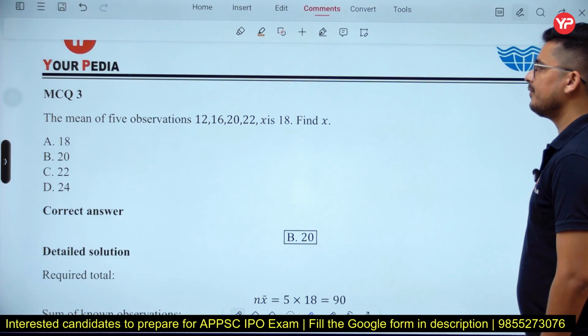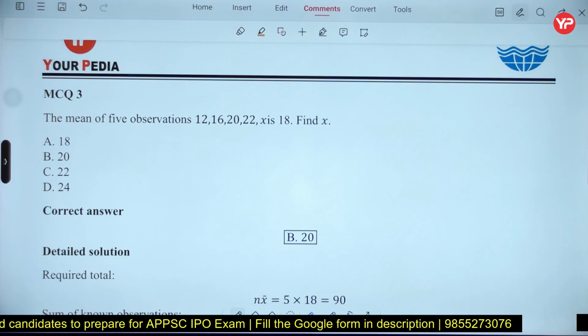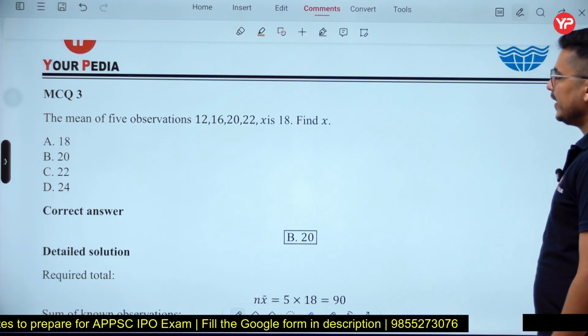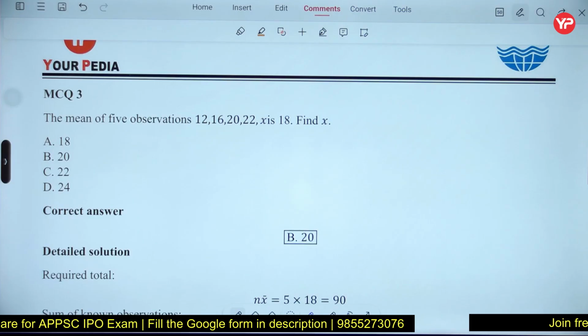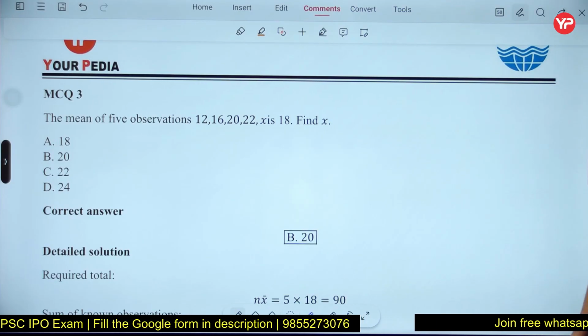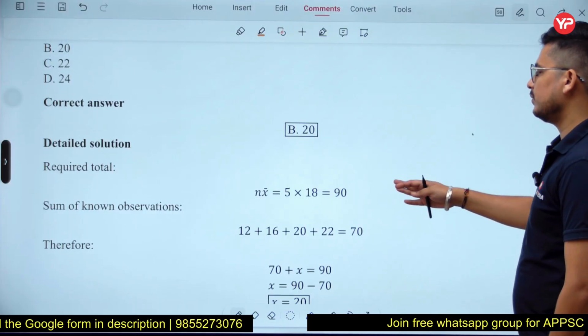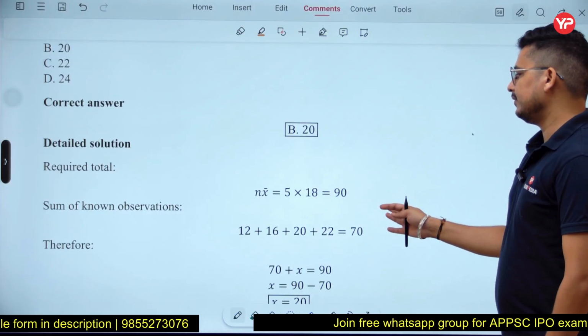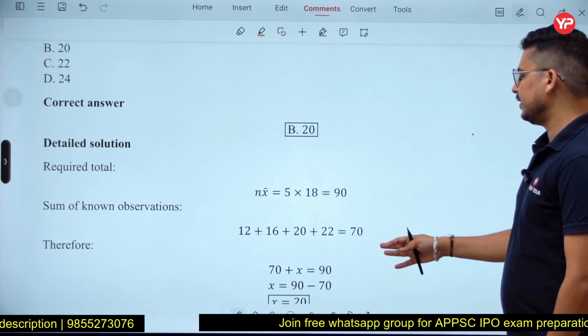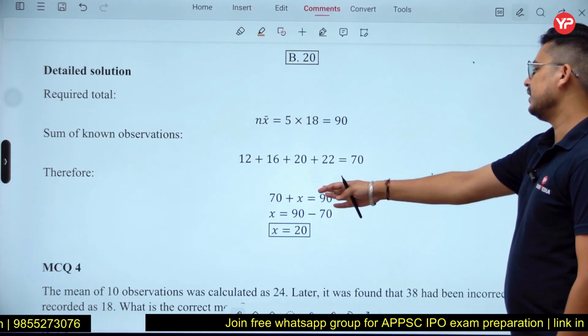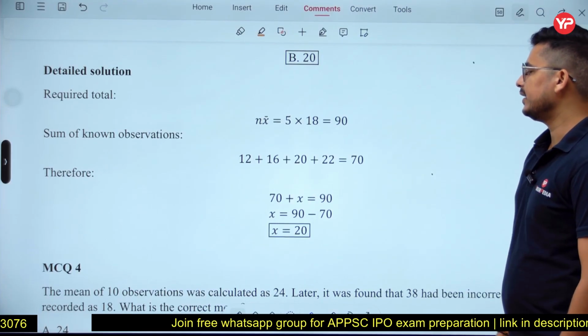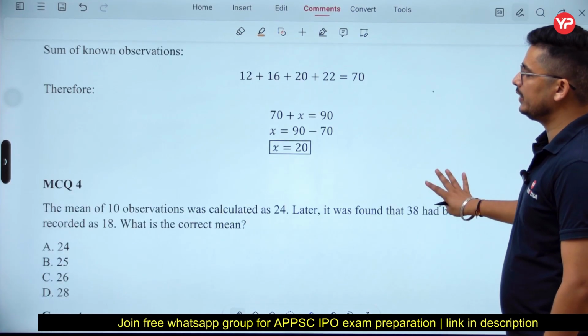The mean of 5 observations 12, 16, 20, 22 and x is 18, then you have to find the x value. Again the same thing: first we find n times the mean, which is 90, then add the known values together and replace, so 70 plus x is equal to 90, and we get the x value as 20 here.